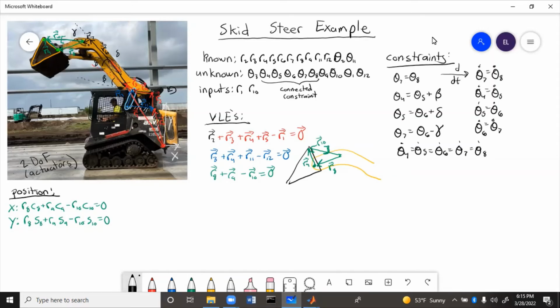Now from position, we'll take the derivative and get velocity. Notice that R10 and theta 10 both change. So that will use product rule. The R8 theta 8 and R9 theta 9 stuff will just be chain rule because R8 and R9 don't change.